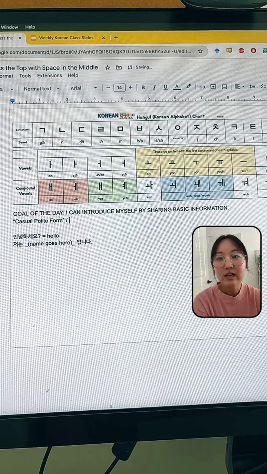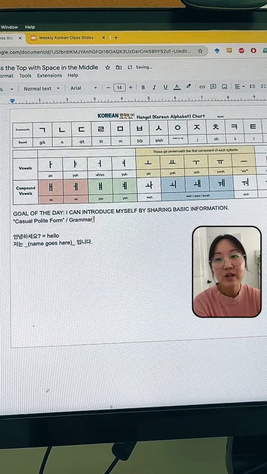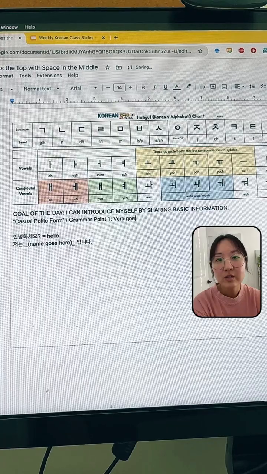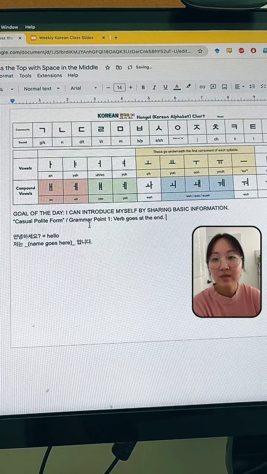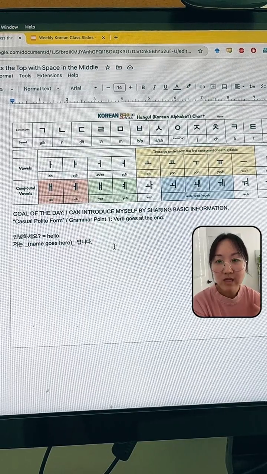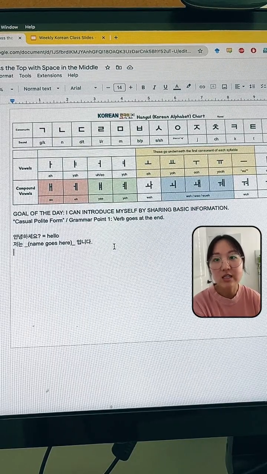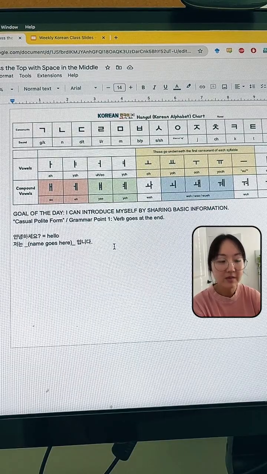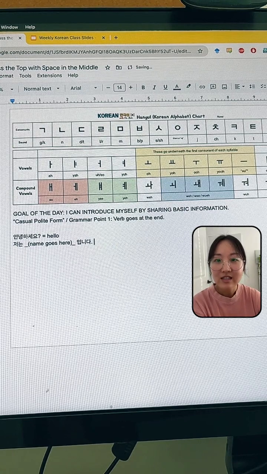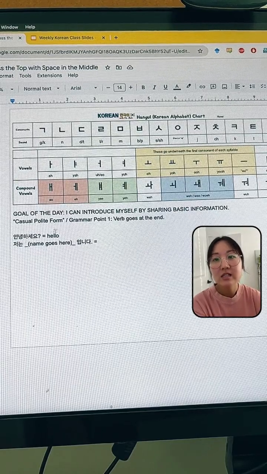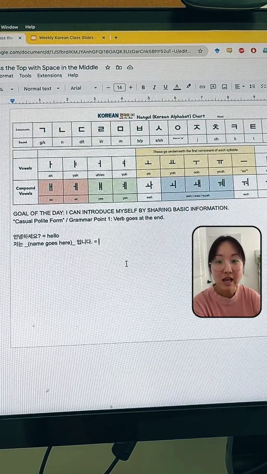So I'm going to also write that, I guess grammar point: verb goes at the end. So 저는 blank입니다. For me, my first name is Ginny. So I'll say 저는 지니입니다. So 저는 means I or me, and then 입니다 at the end is a polite way to say I am.